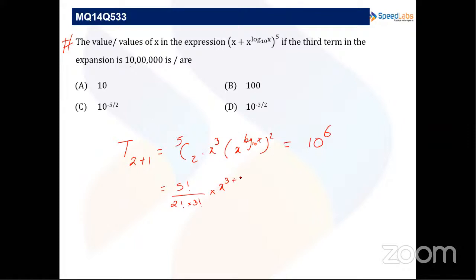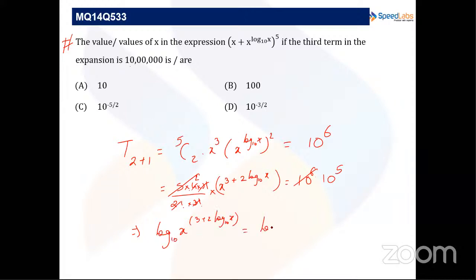x to the power 3 plus 2 log x to the base 10. And 5c2 will be 5 into 4 into 3 factorial. So this will be cancelled out. This will be 10. So on cancelling, we will be getting 10 to the power 5. Taking log to the base 10 both sides. So log of x to the power 3 plus 2 log x to the base 10, to the base 10, is equal to log 10 to the power 5 to the base 10.